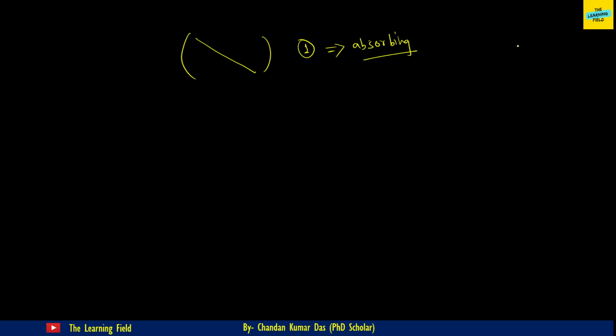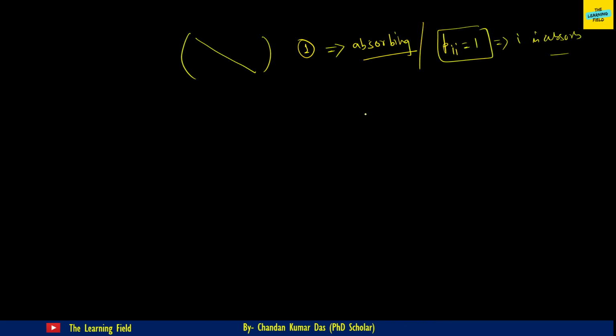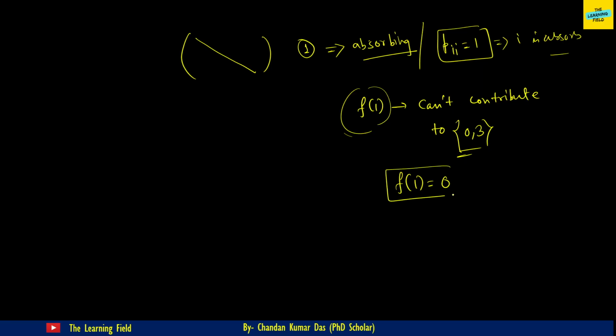Or in case of that aperiodic case also, if p_ii equal to 1, then we call that i is absorbing. Fine. Now here p11 equal to 1, therefore this state 1 is absorbing, therefore this f1 cannot contribute to the closed class {0, 3}. That means the probability we have to find, this f1 cannot contribute. So the contribution of f1 is 0 in this case.